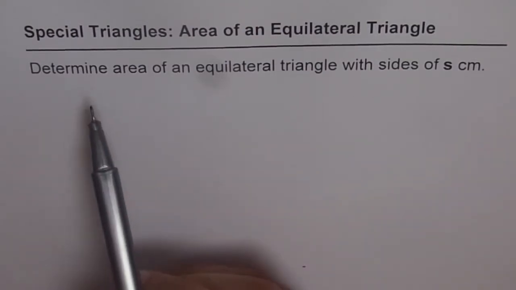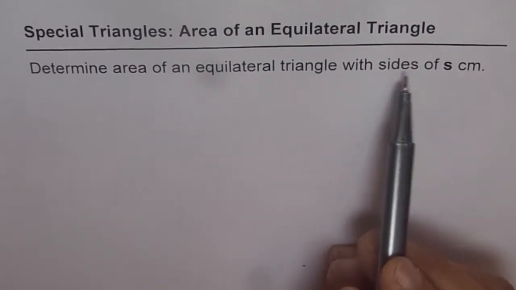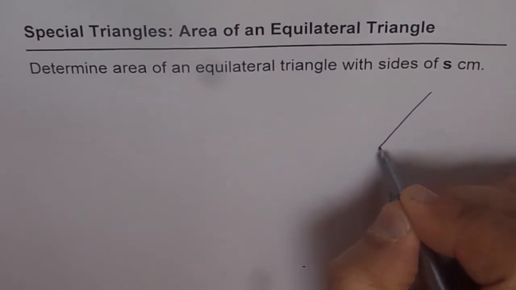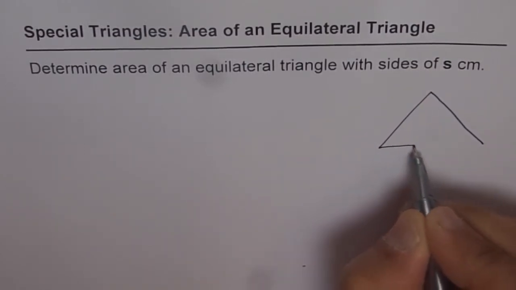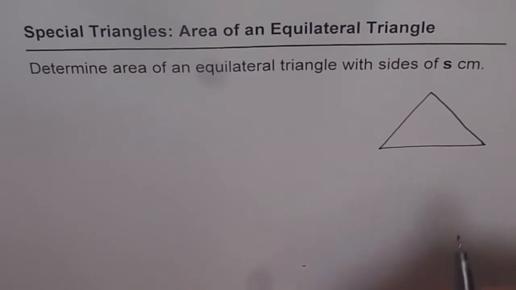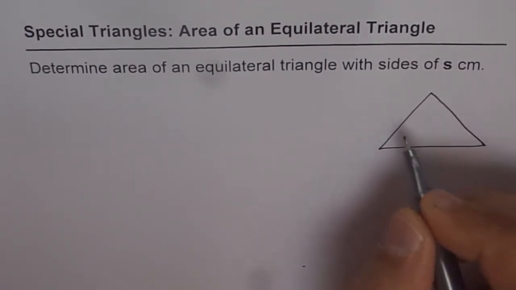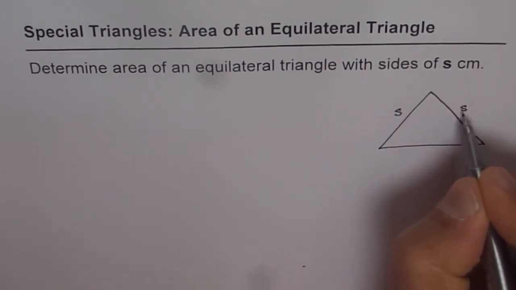So the question here is, determine the area of an equilateral triangle with sides of s centimeters. So we have taken a very general question and that's how we are going to proceed. In this example, we'll find the area of an equilateral triangle. Let us say this is our equilateral triangle and the sides are s each.